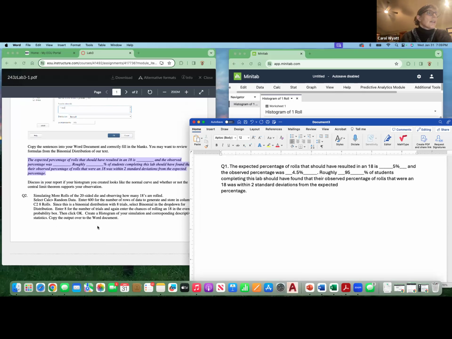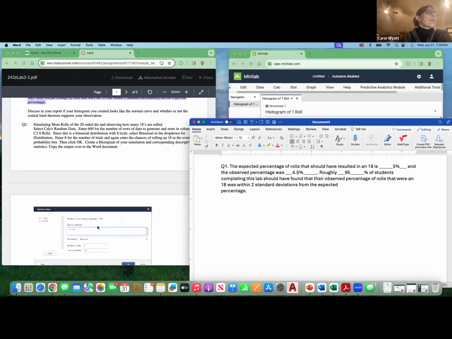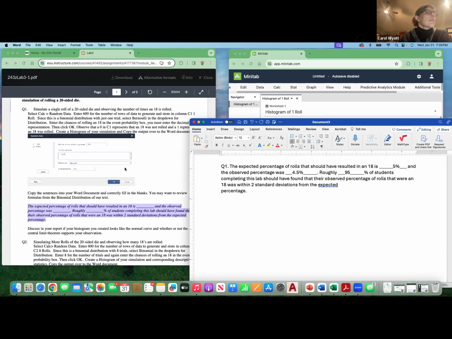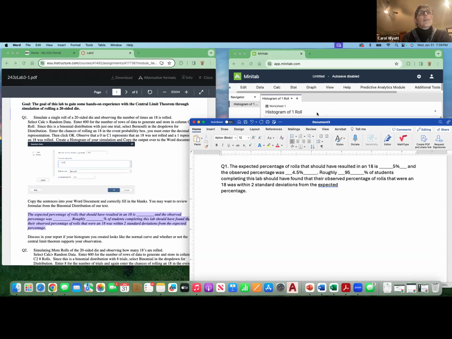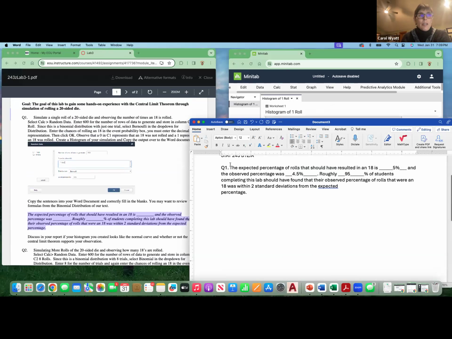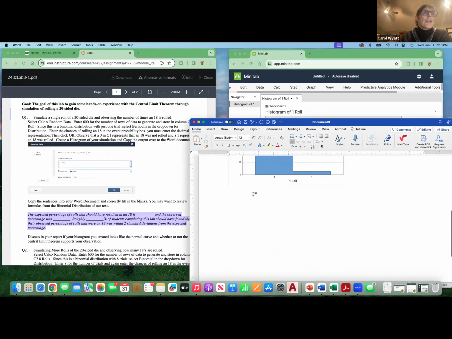So now we're going to hop on to this. Discuss in your report if your histogram looked like a normal curve or not, and whether or not the central limit theorem supports your observation. So if I look over here, I should have copied the graph and pasted it into Word, which I haven't done yet. So let's grab that, click over here, copy graph, and I can go over here, and I can put it right here. And then I can say, this is not a normal curve.